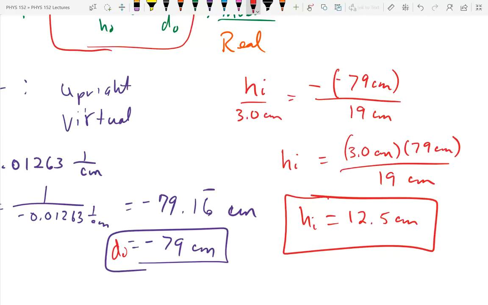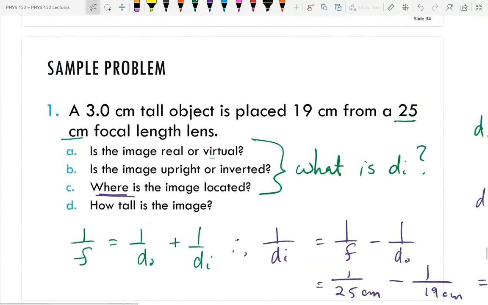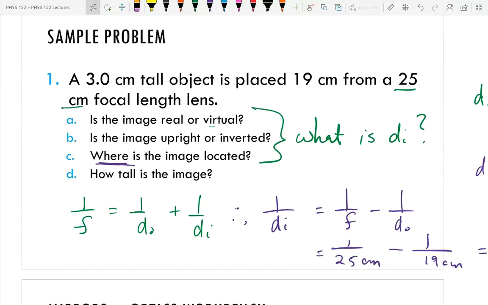Now, I want to show you how to do it with the picture as well, because it's important. This is one of the other variations that could be on the test. No, not from the focal point, from the lens. This is describing the lens there. Actually, I should have put it like this. 25 centimeter focal length, that's describing the lens, so from a lens.